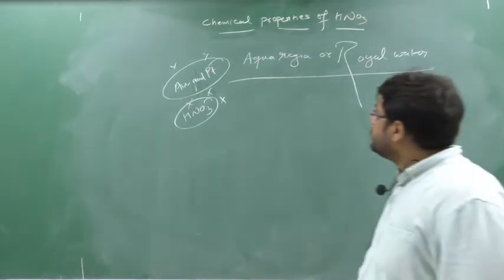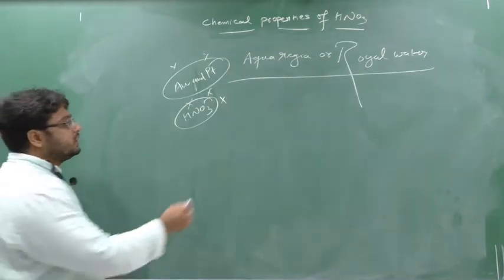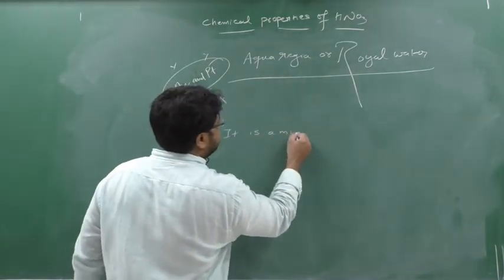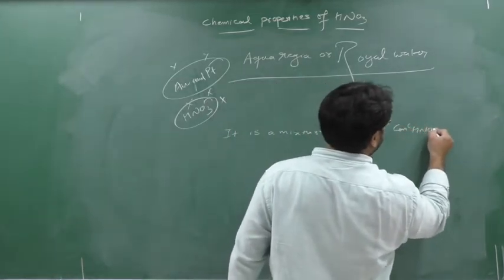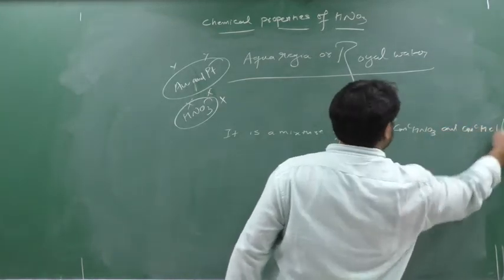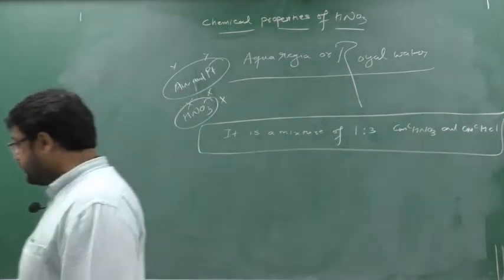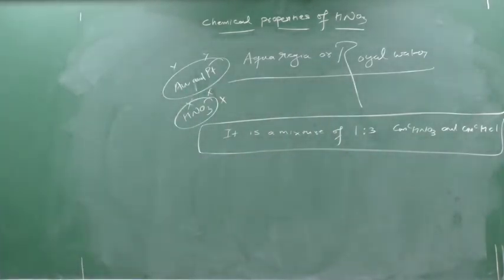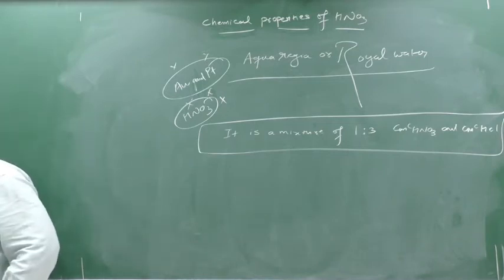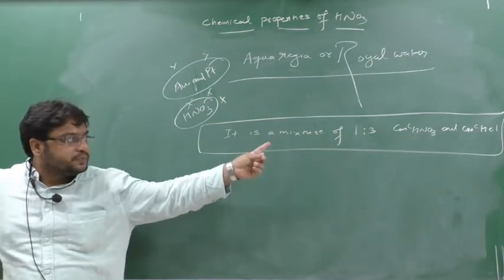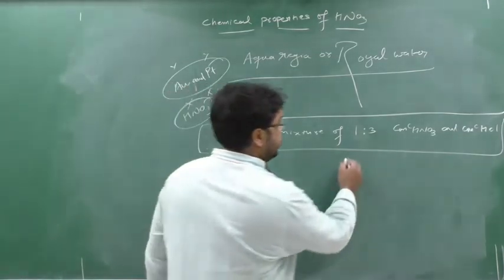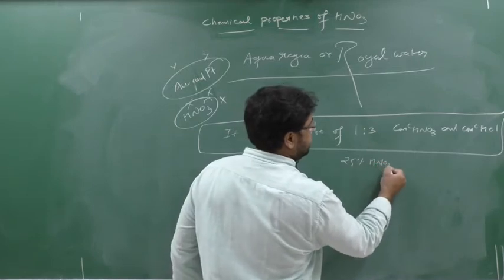Now what is this? This Aqua Regia or royal water is a kind of mixture. It is a mixture of 1:3 proportion of concentrated HNO3 and concentrated HCl. Write down this portion. It is a mixture of 1:3 proportion of concentrated nitric acid and HCl. 1:3 proportion means 1 portion nitric acid and 3 portion HCl. In certain books they have written like this also, 25% nitric acid and 75% HCl.